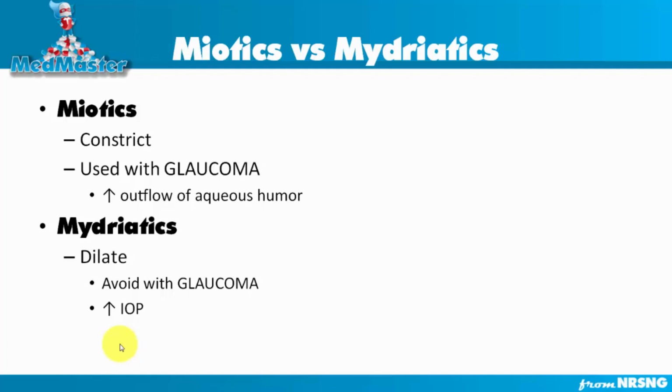Mydriatics dilate the pupil, so we're going to avoid them with glaucoma because they can increase intraocular pressure. If we increase that intraocular pressure, we run the risk of causing more symptoms of glaucoma. So myotics, constrict, used for glaucoma. Mydriatics, dilate, avoid with glaucoma. Okay, that's really it for this lecture. These are just highly likely medications that you could see on exams and on the NCLEX. If you have any questions, be sure to let us know, but I think this video will greatly assist you.